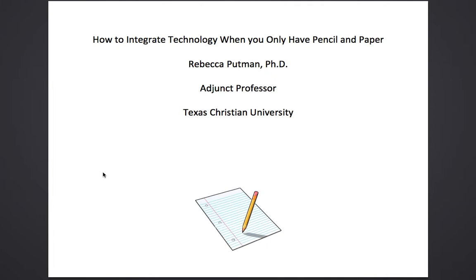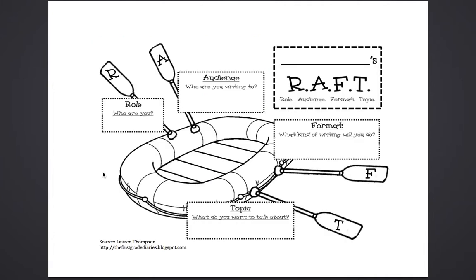I'm going to introduce you to a strategy called RAFT that will allow students to use their love of technology, specifically their love of social media, in the classroom when they only have paper and pencil. First, I'd like to introduce you to the RAFT method of writing. If you're not familiar with RAFT, it is a practical writing strategy that helps students communicate their learning effectively.